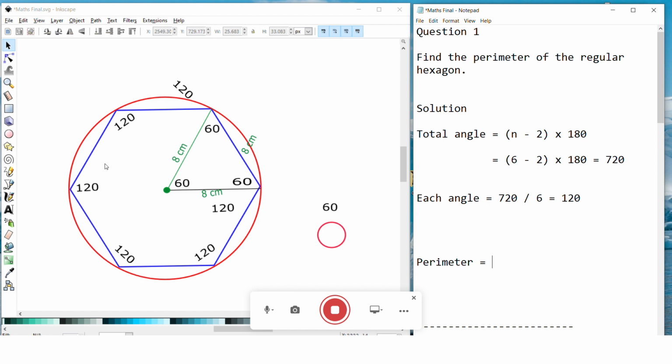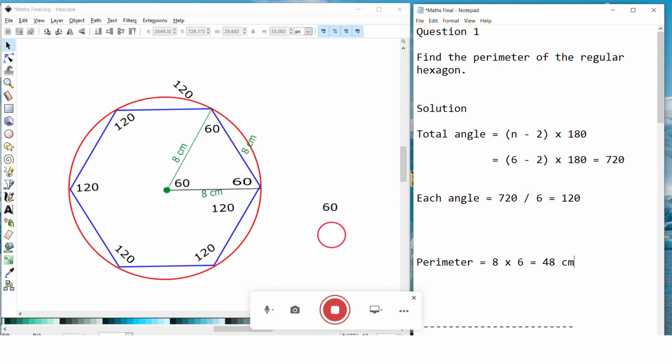centimeters multiplied by 6, because the hexagon has 6 sides. So it's 8 multiplied by 6, right? I believe 8 times 6 is 48. Double checking. Yes, it's 48 centimeters. So in the multiple choice question, this 48 centimeters should be either choice A, B, C, or D.